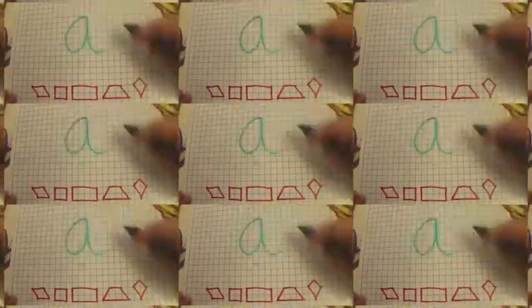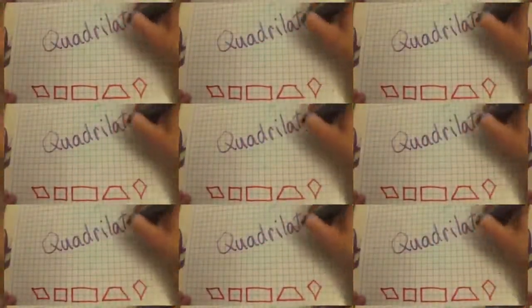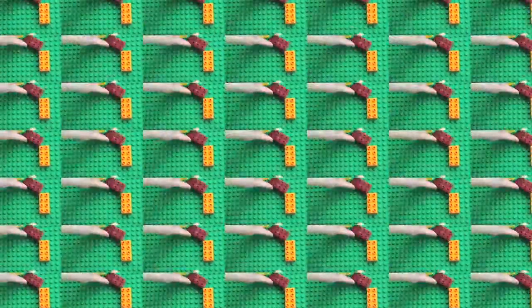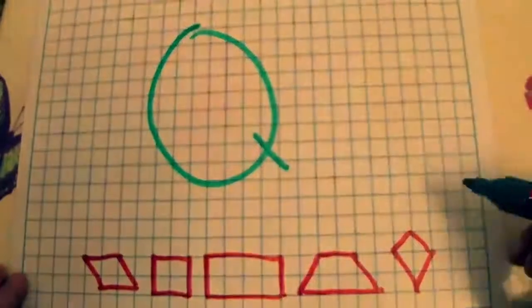Q to the U to the A to the D to the R to the I to the L to the A to the T to the E to the R to the A to the L. Quadrilateral.